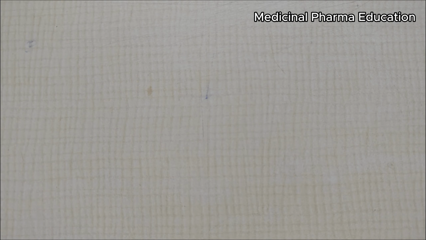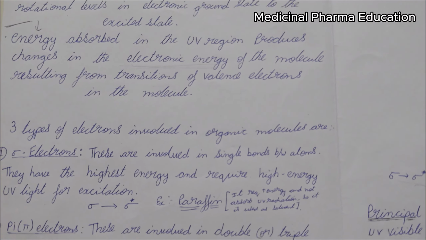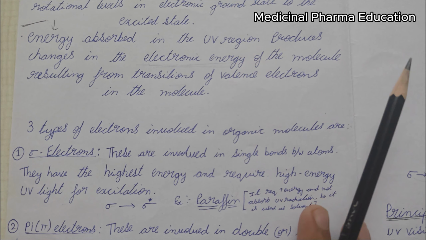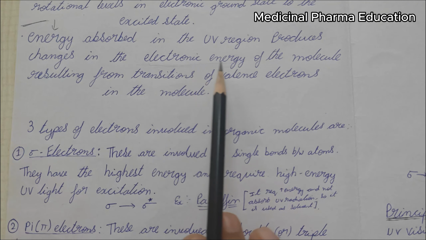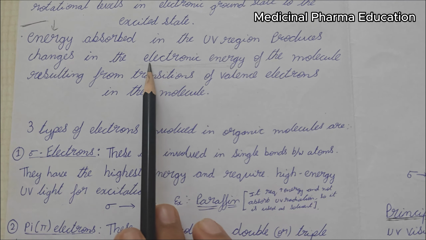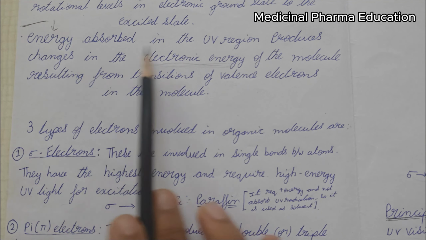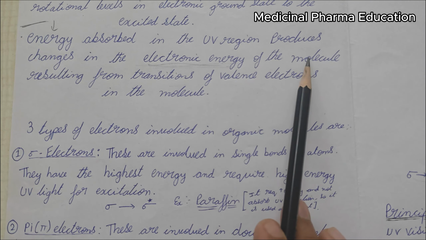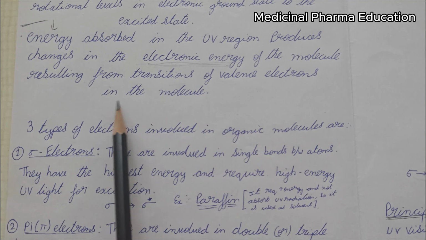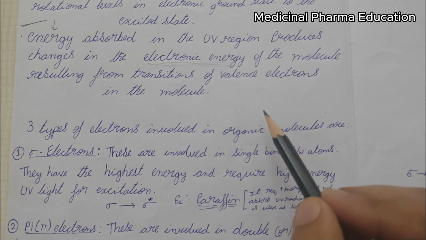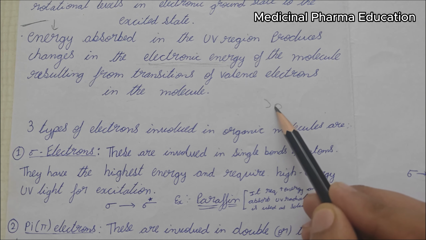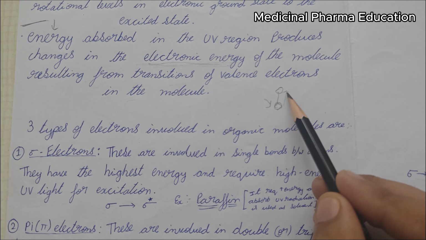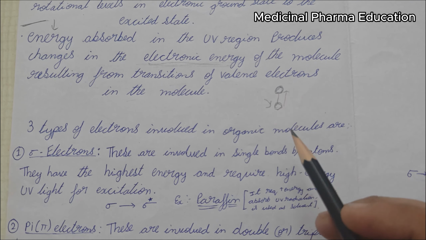Next, here you can see the energy absorbed in the UV region produces change in the electronic energy. Did you understand? Change in the electronic energy. As the energy absorption occurs, it causes change in the electronic energy of the molecule, resulting in transition of valence electrons in the molecule. After absorption, the changes which cause the excitation of the molecule are studied.